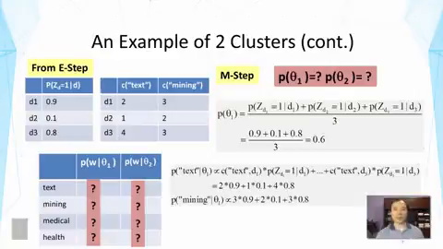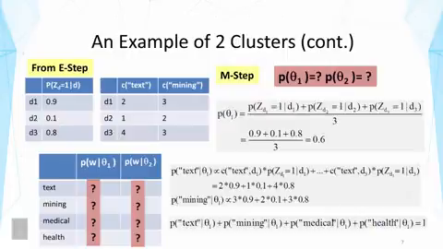More specifically, we're going to, for example, use all the counts of text in these documents to estimate the probability of text given theta 1. But we're not going to use their raw counts or total counts. Instead, we're going to discount them by the probabilities that each document is likely being generated from theta 1. So this gives us some fractional counts, and then these counts will be normalized in order to get the probability. Now, how do we normalize them? These probabilities of these words must sum to 1.